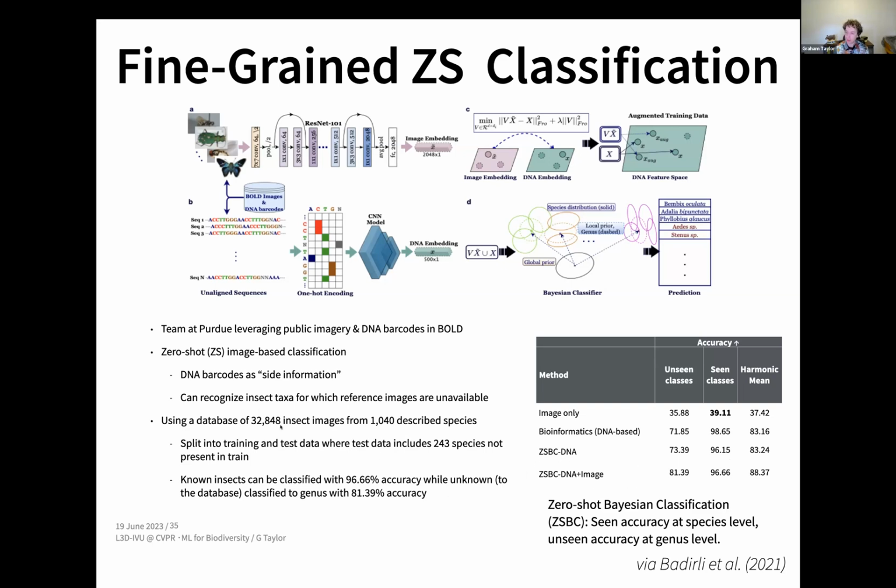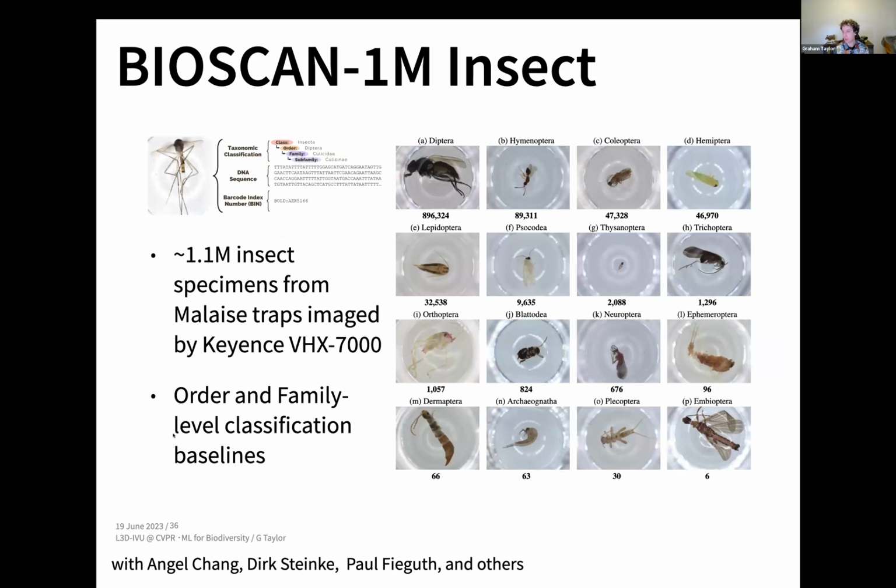Now, I would just point out that they're working on around 30,000 insect images from 1,000 described species. And so recently we've looked at scaling this to a much larger database that has taxonomic classification, DNA barcodes, and a barcode index number for around 1.1 million insect specimens. And these are the specimens I was showing before that are from Canon's microscope. We create baselines for order and family level classification, but really I think that the most interesting uses of this data set will be for taxonomic classification methods.